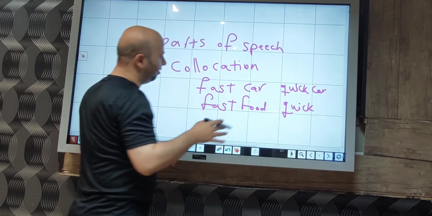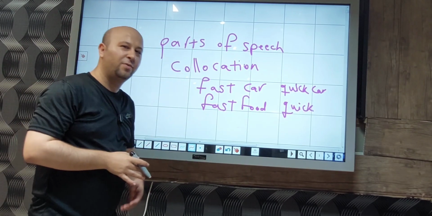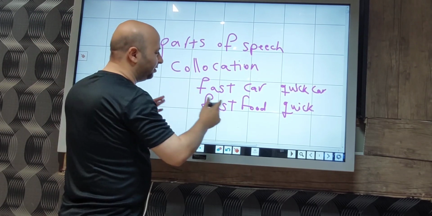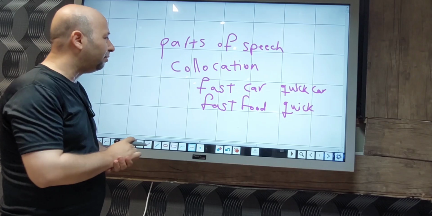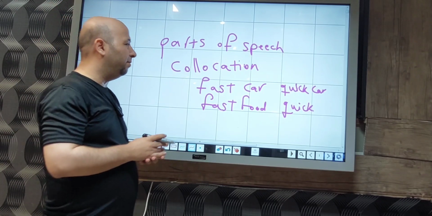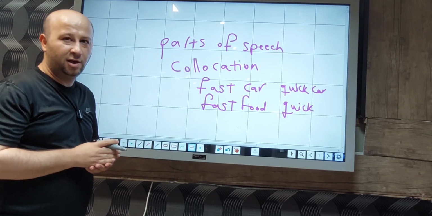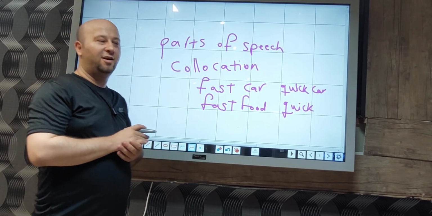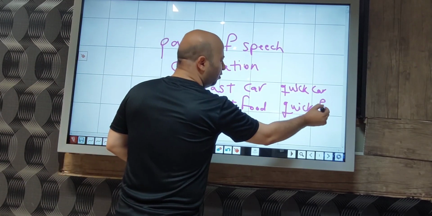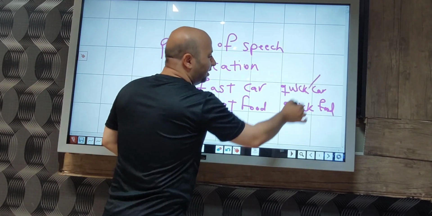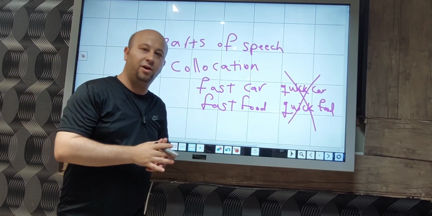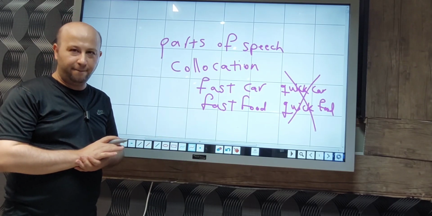Well, here the collocation comes to play a role, and it says no, because what English people normally use with some specific words limits us from using just whatever word comes to our mind. So here, quick food, we normally don't say that. These kinds of word combinations are not considered appropriate, okay?